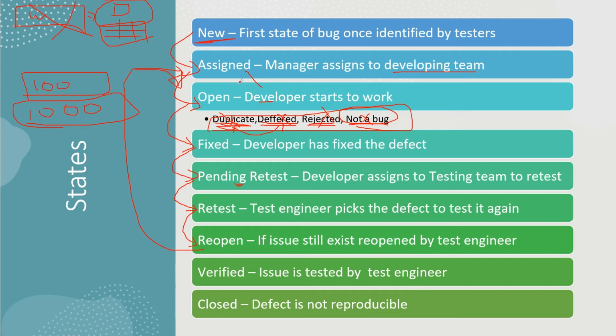This state only. And then if the test engineer feels yes, this is working as expected, the developer has fixed the bug, he will mark it as verified. And from verified, what will happen is the test engineer again will close it. So these are the states of the defect. Hope you understood. Is it clear for you people? Okay, we'll see more clearly here.